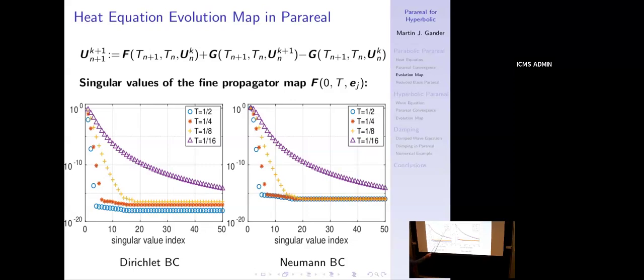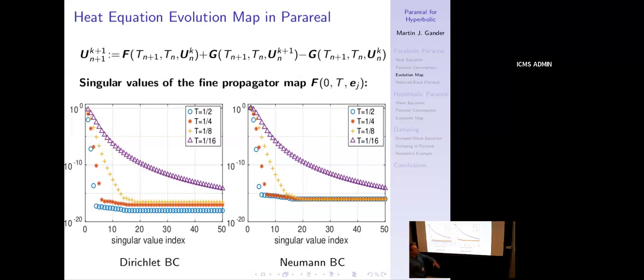And if I'm longer in time, a mapping of dimension 1 or 2 is propagating this at an accuracy 10 to the minus 8. If you look at the Neumann case, at first it looks exactly the same. You see you have the same blue decay, red decay, yellow decay, and violet decay. But if you look more closely, there is one additional value up here. This value is 1. There is a singular value of size 1. And this one does not decay at all, which we've seen in the plot.